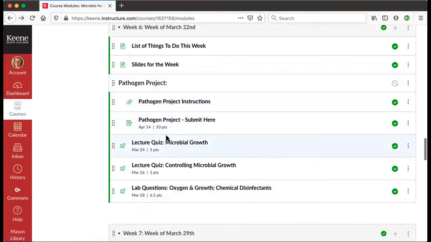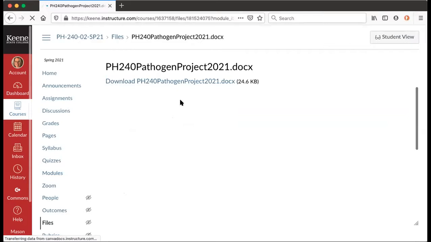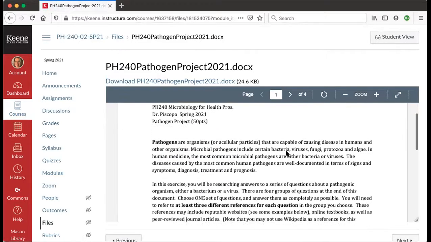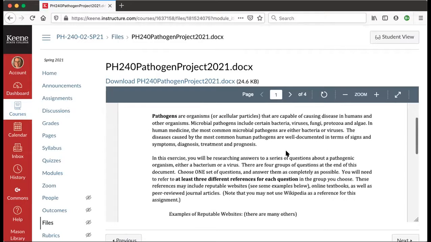This is a 50-point assignment, so this is worth putting some time and effort into. I'm sure you put time and effort into all your work, but this is one that is worth a nice big chunk of points. I'm just going to click on where it says the assignment, and just scroll through this just a little bit. I'm going to let you read through this on your own.